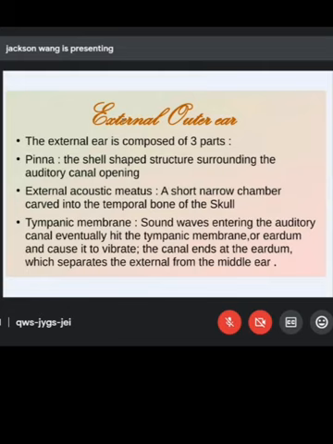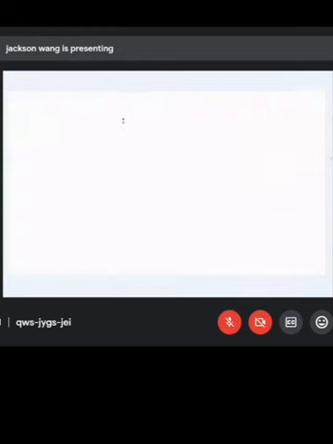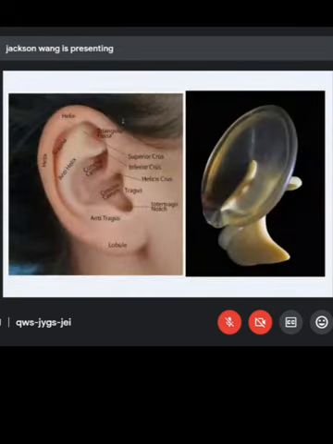Donc, the sound waves entering the auditory canal eventually hit the tympanic membrane or eardrum and cause it to vibrate. The canal ends at the eardrum, which separates the external from the middle ear. Voilà, c'est les différentes parties du pavillon. Et la deuxième illustration, c'est la membrane tympanique.